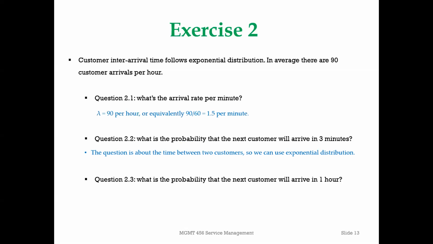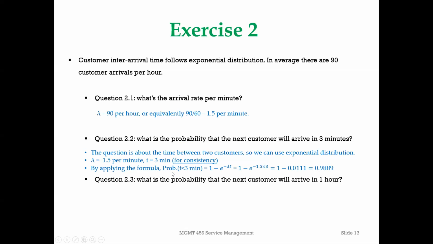For exponential distribution, we need 2 pieces of information. One is lambda. So lambda is 1.5 per minute. We also need a t. t is 3 minutes. Again, we use that 1.5 per minute. We didn't use 90 per hour for consistency reasons, because t is 3 minutes. So we need to figure out the arrival rate per minute. Then we apply the formula.